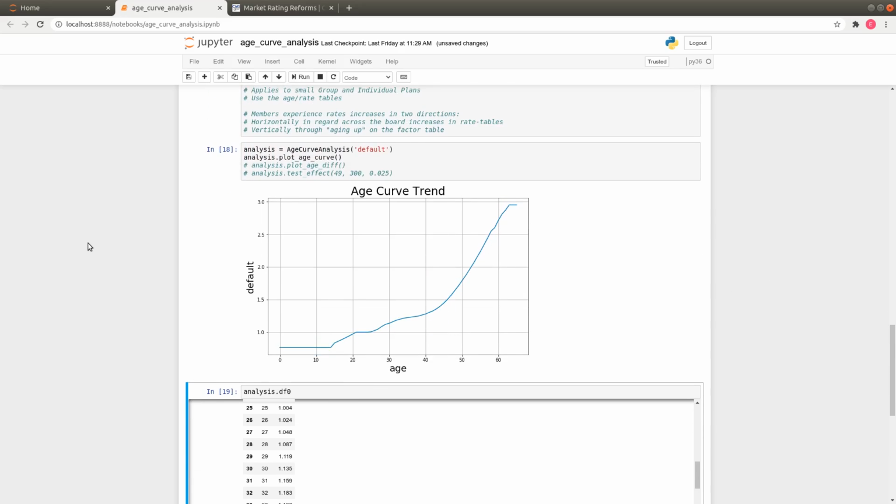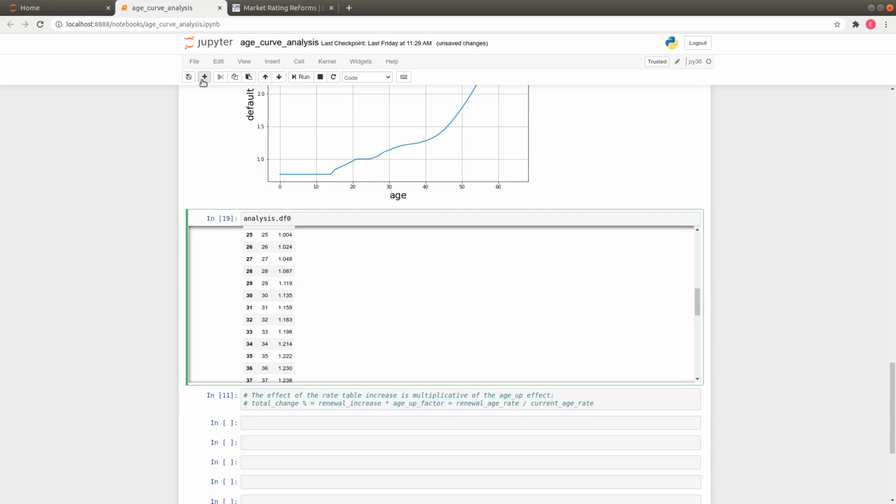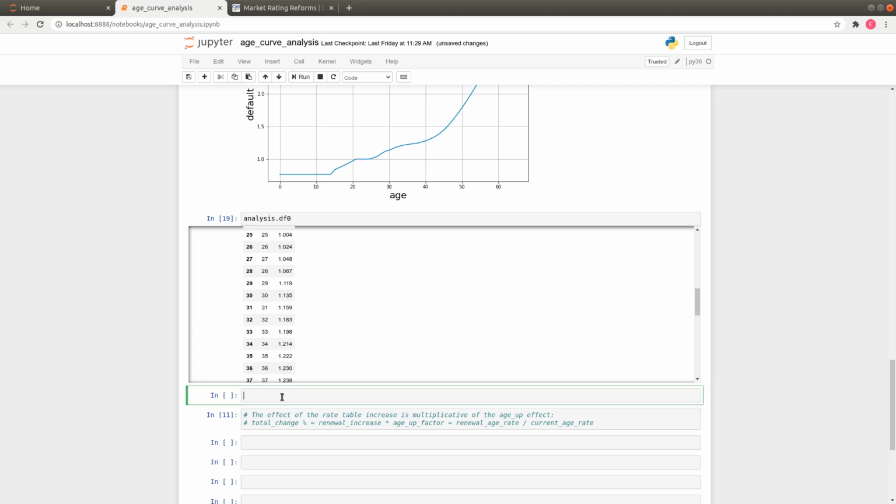So to demonstrate the effect of that, what we're saying is that when a member gets a renewal, they get two factors of renewal. One is the percent by which the table went up in value. So in this case, it's 1.03. And then they also have the age factor to deal with. Let's say, what example did we have? I think we had 31.